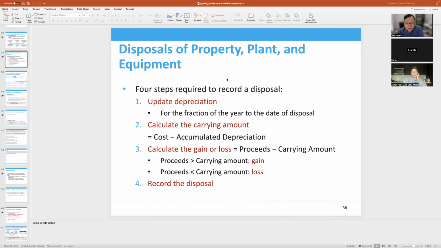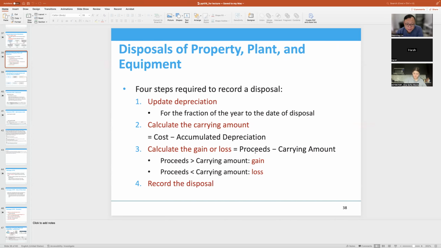So the 4 steps required to record the disposal. The first one is to update depreciation. And the second one is to calculate the carrying amount, which is the difference between cost and cumulative depreciation. Sometimes we have another word for the carrying amount, which is the net book value.